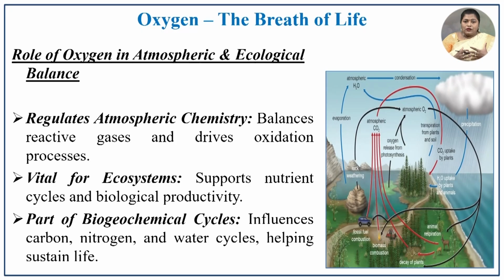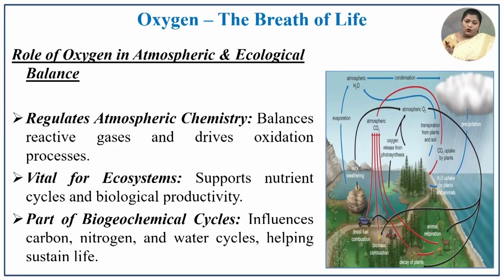Stratosphere we will be discussing in the upcoming lecture, that is the layers of atmosphere in detail. And the oxygen forms the ozone layer that blocks the harmful ultraviolet radiation. So, it also regulates the atmospheric chemistry. Oxygen balances the reactive gases and drives the oxidation processes. It is helpful in the nutrient cycle and also biological productivity.